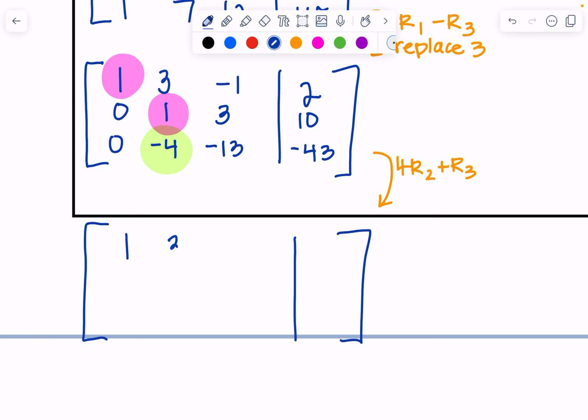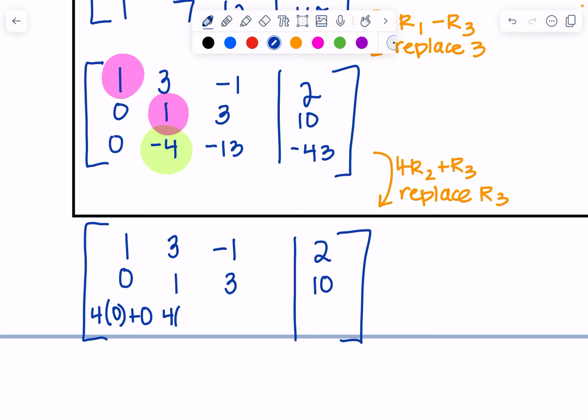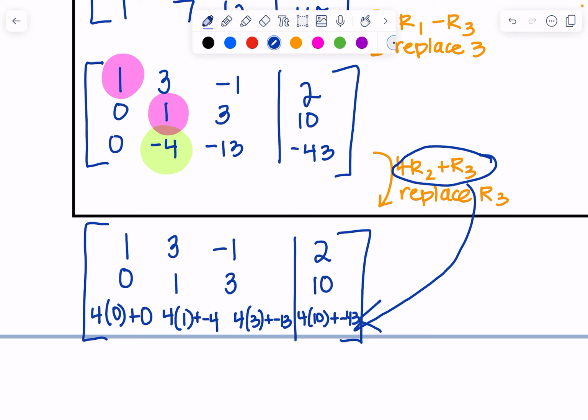My top 2 rows are not going to change on this step. But the bottom row will be right here, and then we're going to replace row 3. Okay, so for my bottom row, I'm doing 4 times row 2 plus row 3. I'm trying to write really small, sorry. So again, I'm not going to leave it that messy, but what you can see, I'm applying this right here and replacing my third row there.